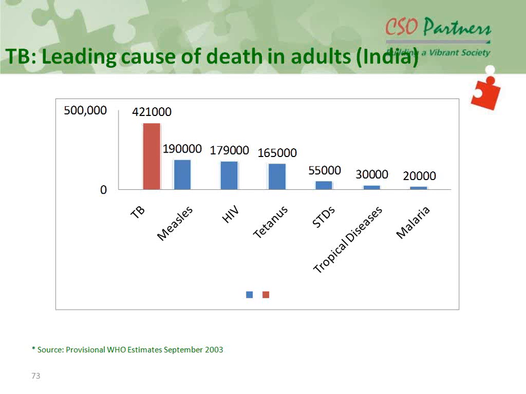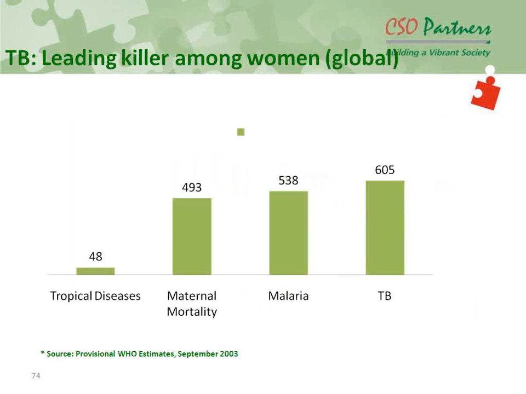So many deaths are happening. As I said, in the 2 hours of this session today, at least 40 people will have died only because of TB. TB is the leading cause of death in adults in India, number-wise 4,21,000. Compared to other diseases, it's much more than any other disease. Worldwide, more women die because of TB infection than any other infection.